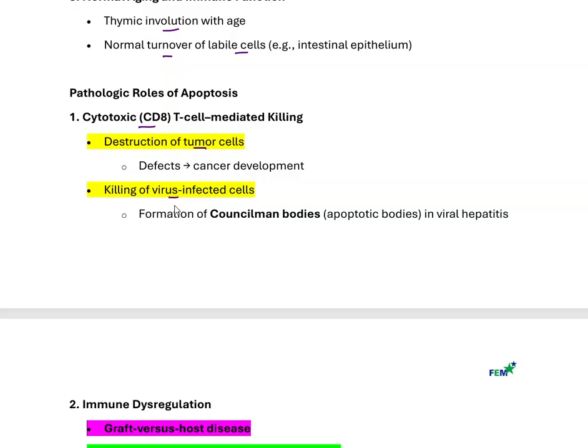Cytotoxic T cell. And of course, if that cell fails to express MHC class 1, right, who is going to do the killing? Very good. Natural killer cells will do the killing. With the killing of the virus-infected cells, at the end of the day you can form what they call Councilman bodies. And these Councilman bodies are basically apoptotic bodies, which we see classically in what? Viral hepatitis, as we're going to see later.